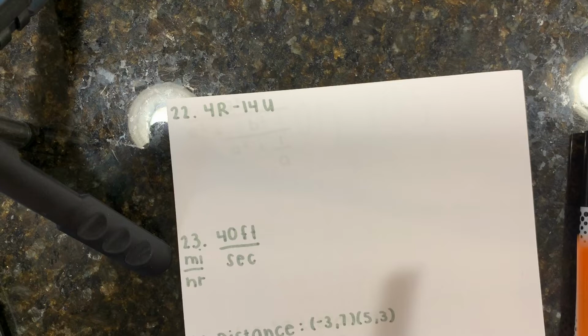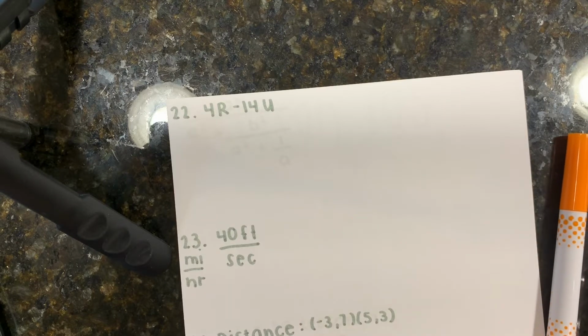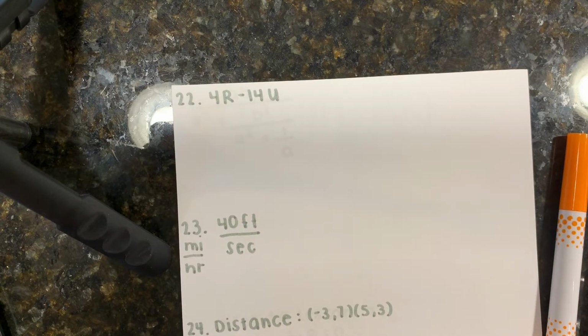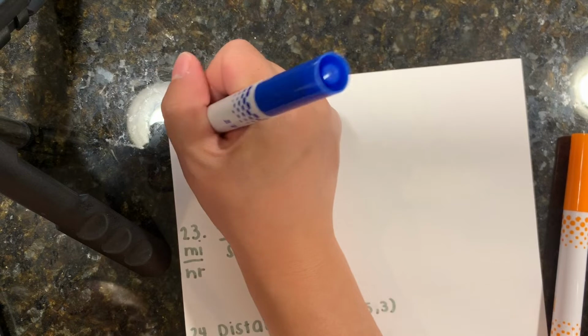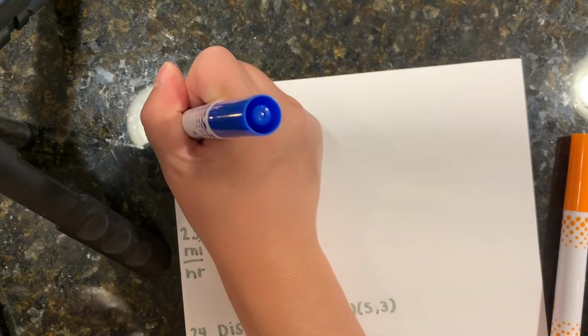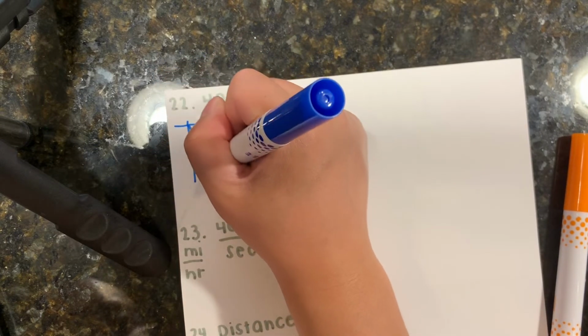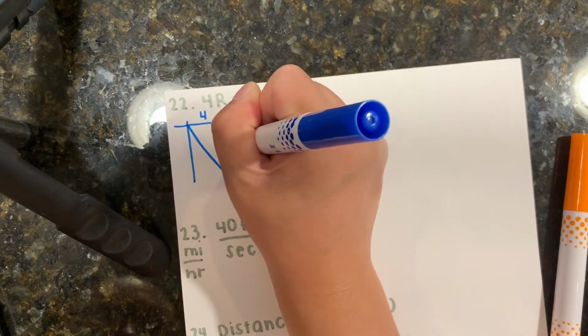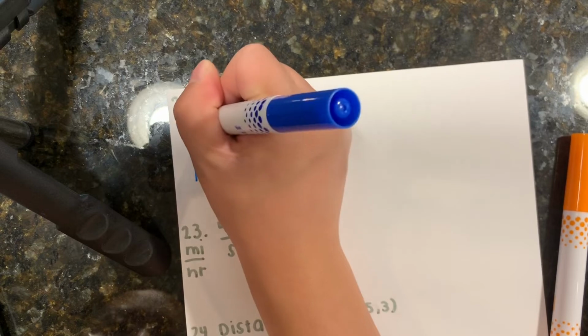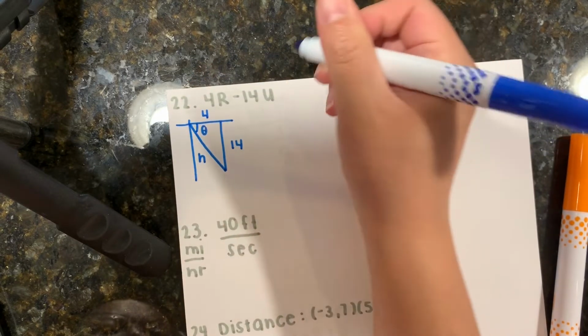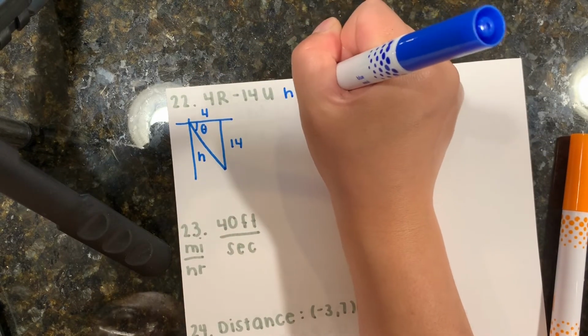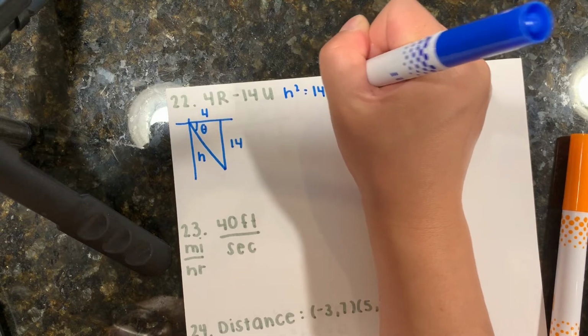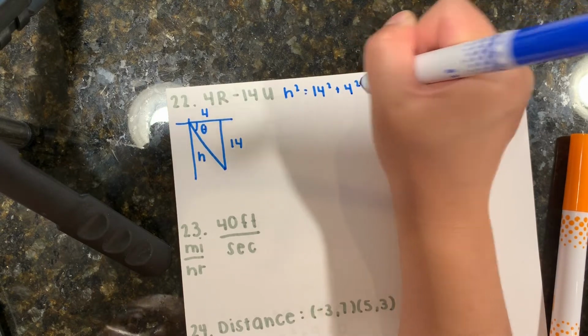Now looking at number 22, for this one, what I'm going to do is I recognize that r is positive, u is negative, meaning that it goes to the right of the origin and then goes down, which puts us in quadrant 4. So this would be 4, this would be 14, this would be your hypotenuse, this is your angle. So hypotenuse is just Pythagorean theorem, so 14 squared plus 4 squared.